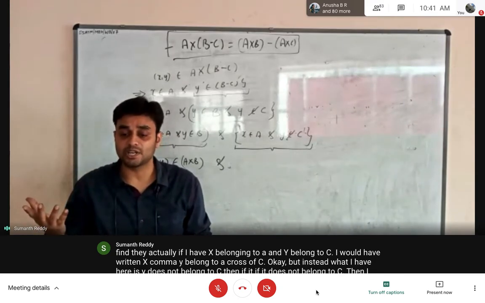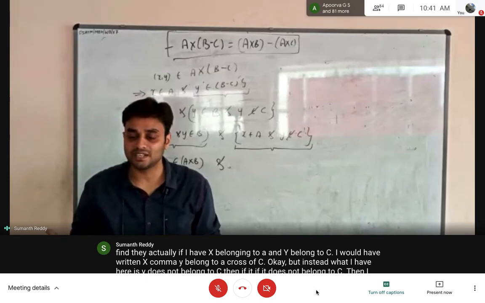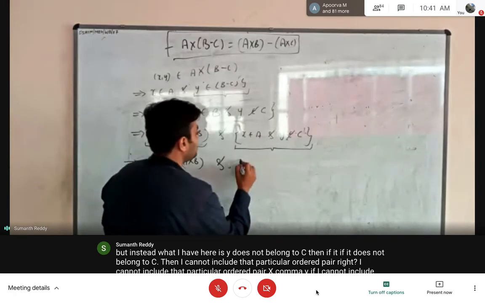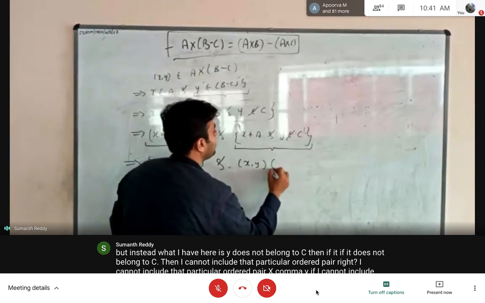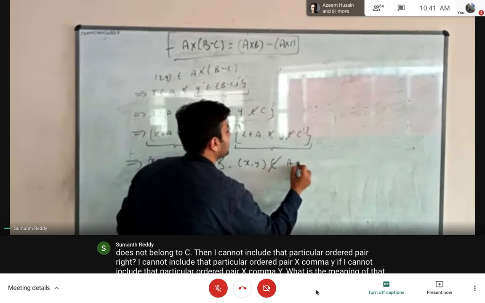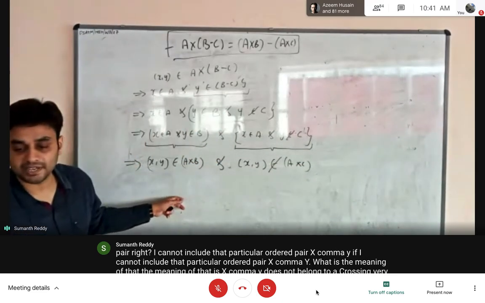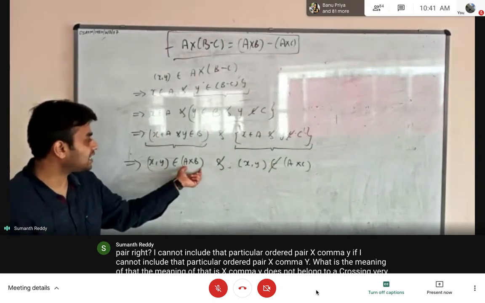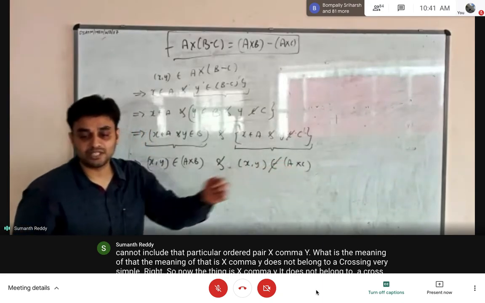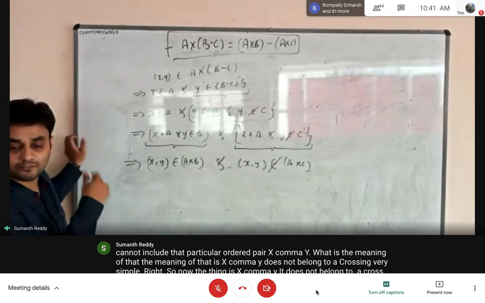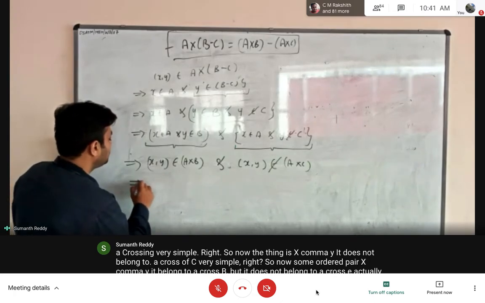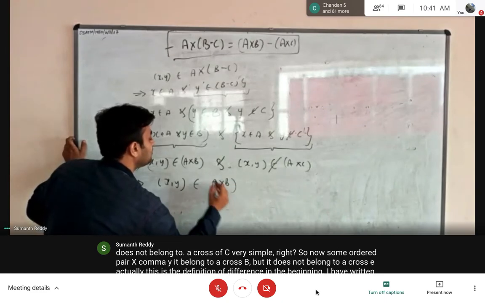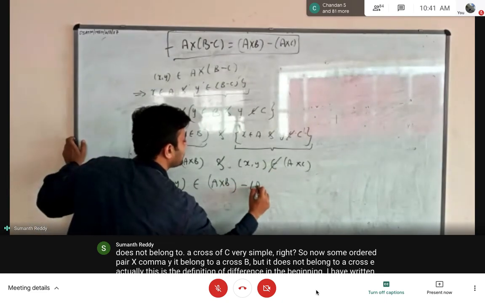If I cannot include that particular ordered pair x comma y, what is the meaning of that? The meaning of that is x comma y does not belong to A cross C. Very simple, right? So now some ordered pair x comma y belongs to A cross B, but it does not belong to A cross C. Actually, this is the definition of difference. In the beginning, I have written 4 definitions, right? So it is as per that one. Therefore, this x comma y belongs to A cross B, but it does not belong to A cross C, so A cross B minus A cross C.